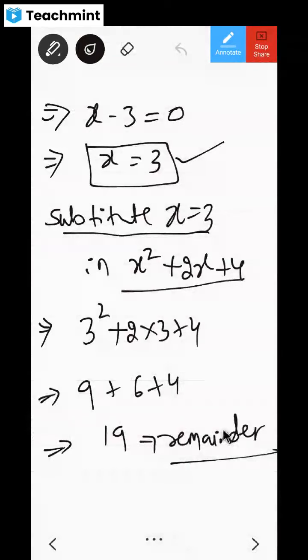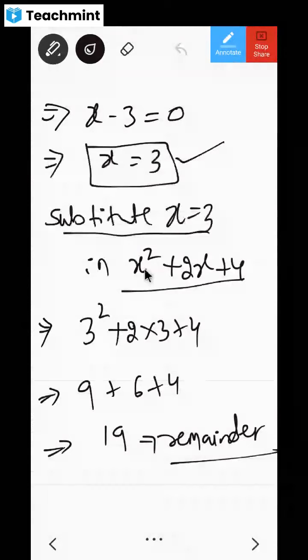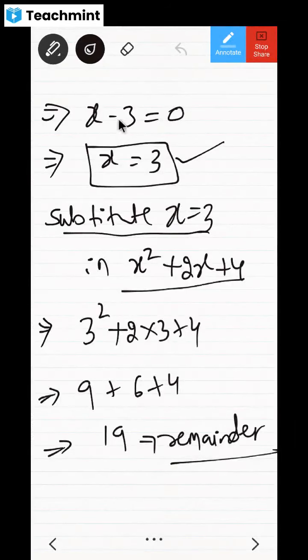Now, if you want, you can confirm this. Look at this: x square plus 2x plus 4 is divided by x minus 3. You can confirm that. So how to do that?